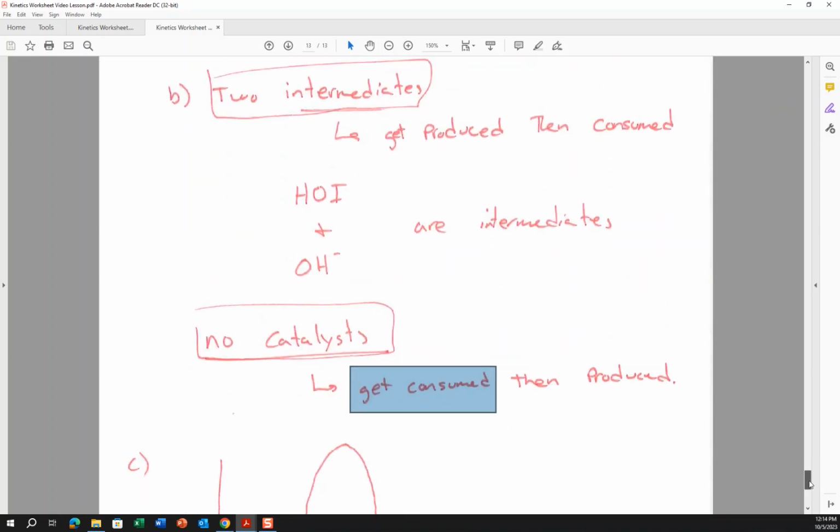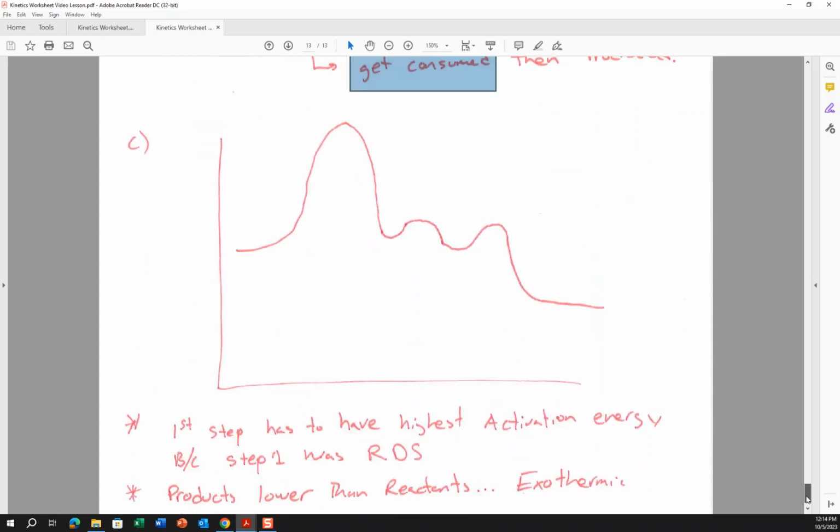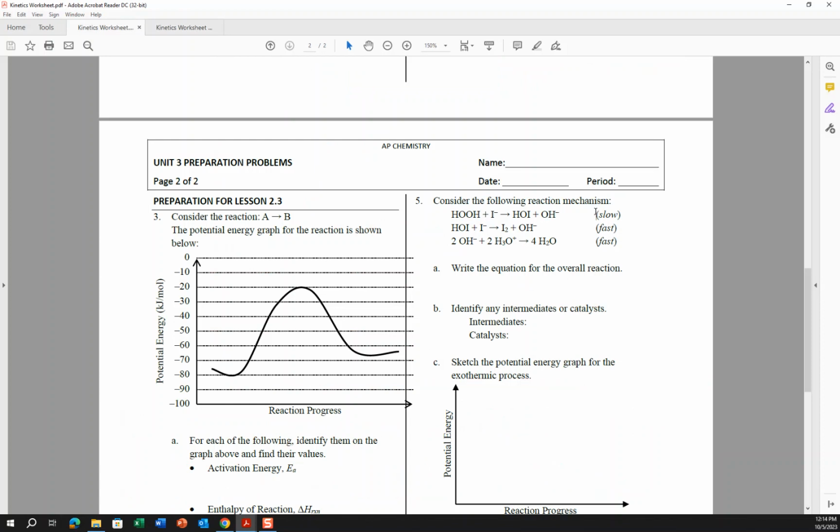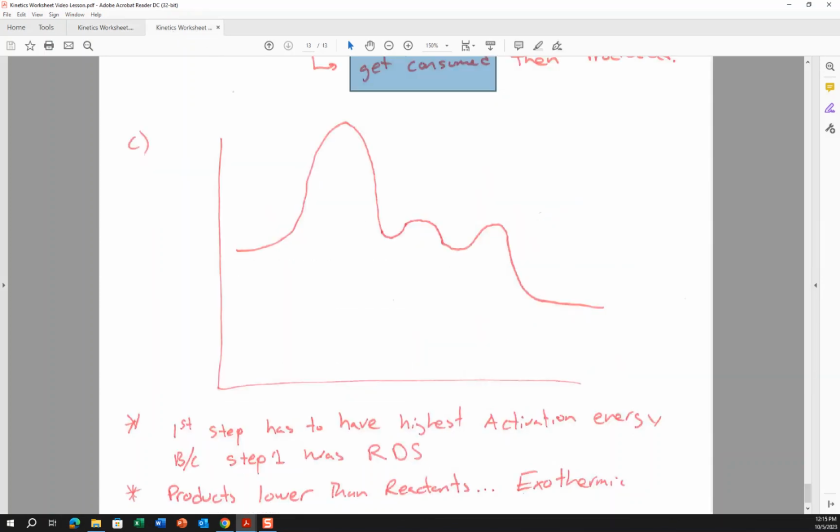And then it says, draw a potential energy diagram. When you have a multiple step mechanism, you want to show 3 different humps. The first hump should be the biggest hump in this case. Why? Because they said the first step was the slowest step. The first step was the rate determining step, and you can only be as fast as the rate determining step. So what does that mean? It means the first step has to have the highest activation energy. That's why it's the slowest.